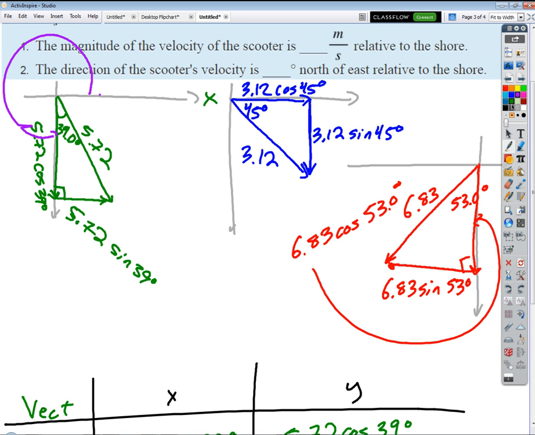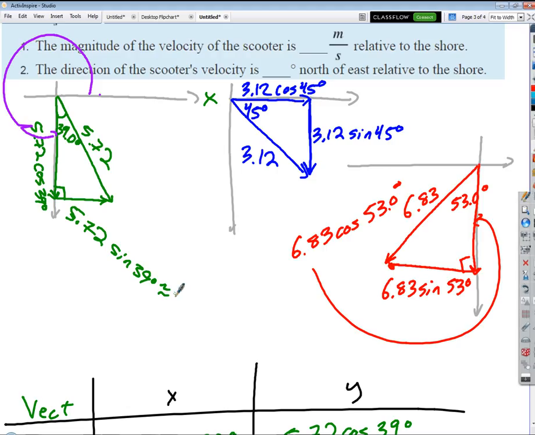So what we did before, we said 5.72 sine 39 is equal to what? Somebody on your calculator, tell me what that is. 3.5997. So we'll just say 3.5997. Fair enough, okay? Now compare that to 5.72 sine 309.